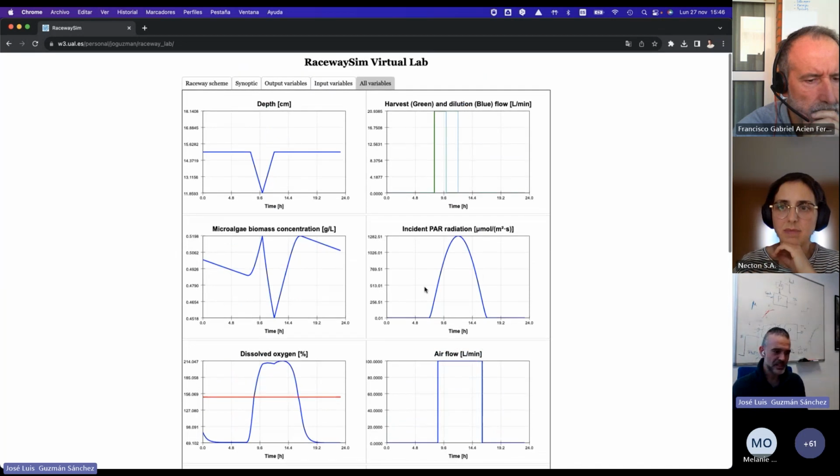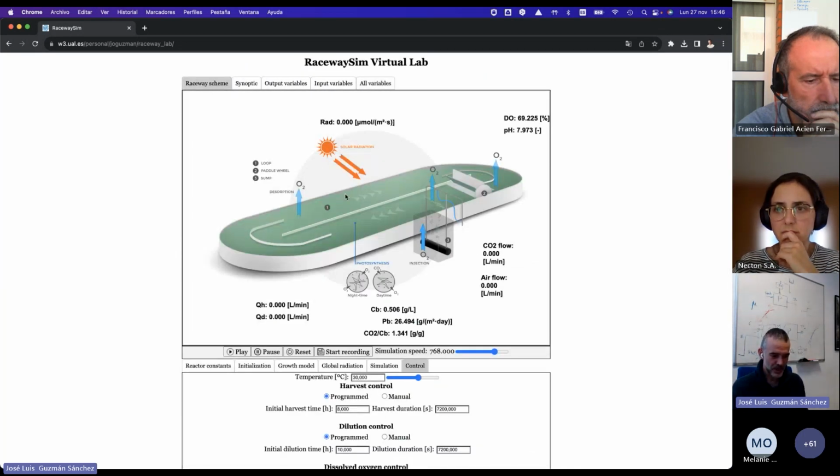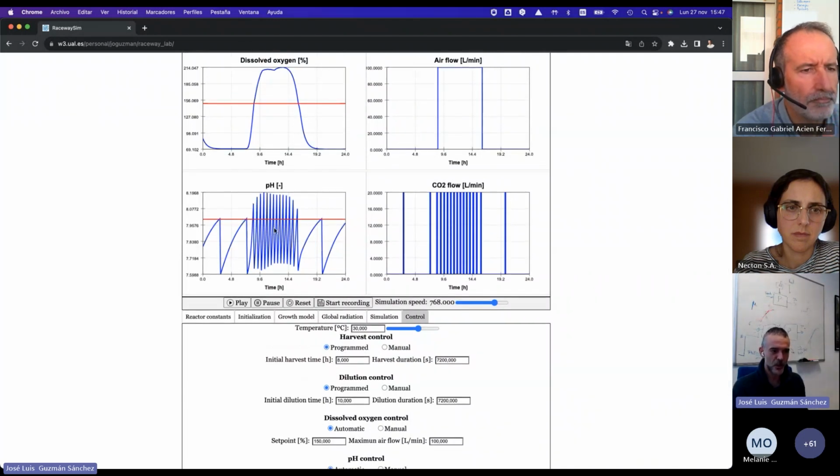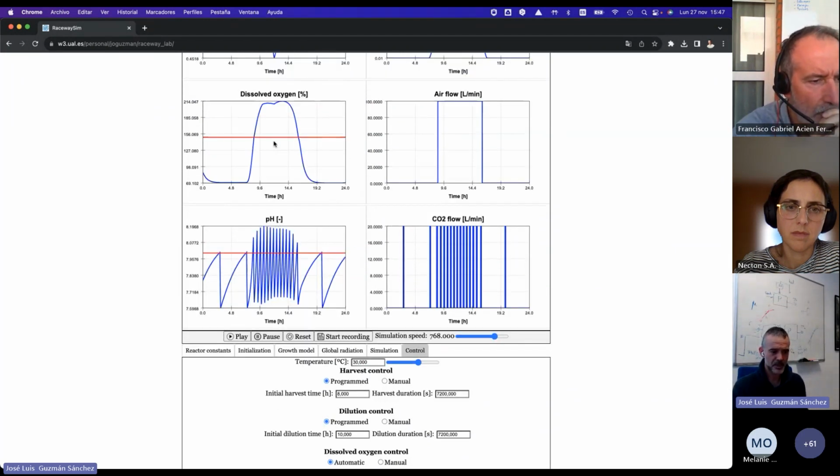But if we go to the first screen and compare the productivity, we can say it's more or less the same, a little bit less, but the consumption is 20% more, in only one single day. And not only that, the group of Gabriel Acien demonstrated that this variation in the pH can be critical for the microalgae growth rate. So it's much more convenient to have a stable pH value around the optimal value which is set in the lab. And the same for the dissolved oxygen.